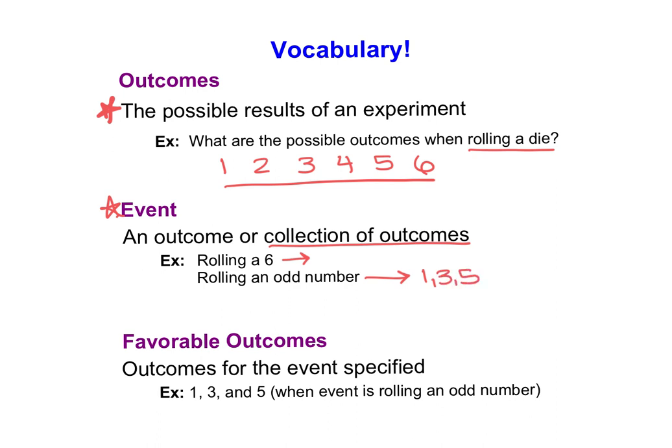Now the final term we need to know is favorable outcomes, and these are outcomes for the event specified. So for example, say that our event is when we roll an odd number. A favorable outcome would be when we actually roll an odd number. So that would mean a 1, a 3, or a 5. The 2, 4, and 6 would be unfavorable outcomes because they don't meet the specifications outlined in the event that we were hoping to see.